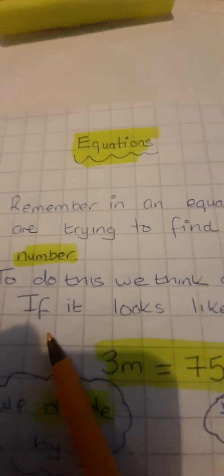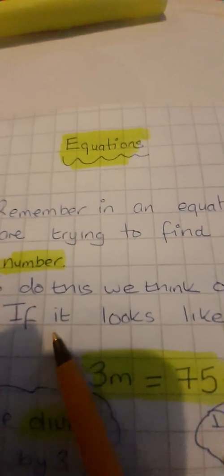Okay, so we're going to look at some more equations this morning on the 11th. Remember, in an equation, you are trying to find a missing number. It's the most important thing you're trying to do. And the way that we do that is we think of the opposite function. There'll be a function in the equation, and you've got to think, what is the opposite? And that's how you do your working out.